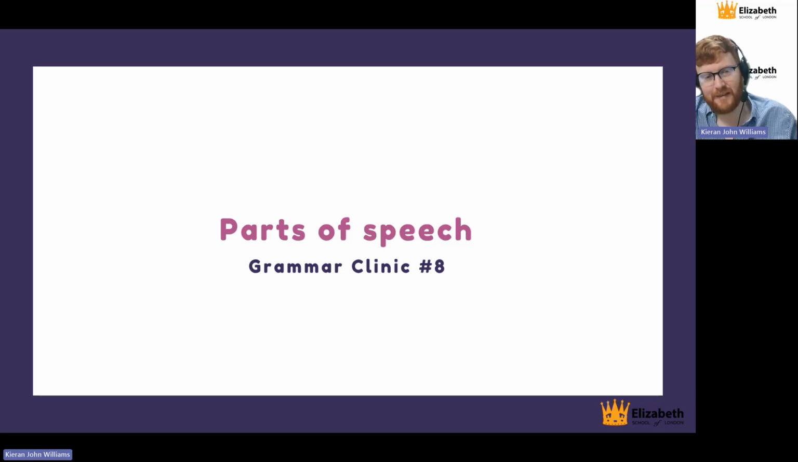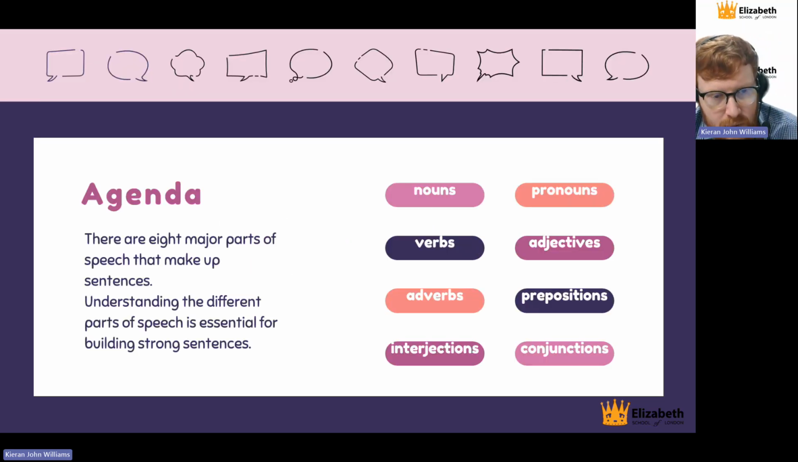So as you can see here, we're looking at parts of speech today. If you don't know what that means, the next slide will detail it for you. Parts of speech are those classes of words that we use in the English language that have different functions. You can see here maybe the more common ones that we know, nouns, verbs, adjectives, but we're also going to have a look at some of the rarer ones, like adverbs, interjections, conjunctions, etc.